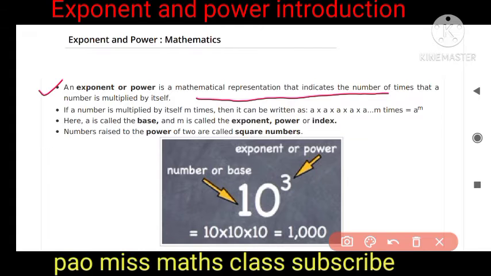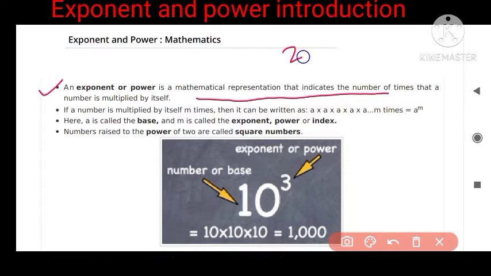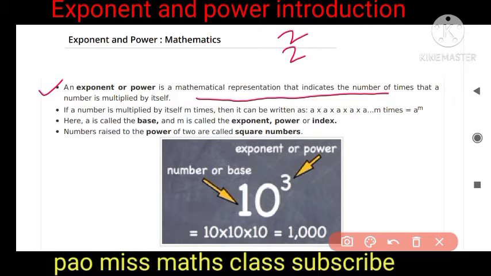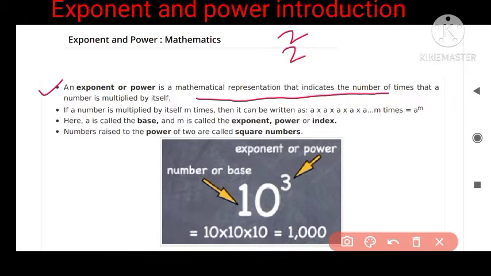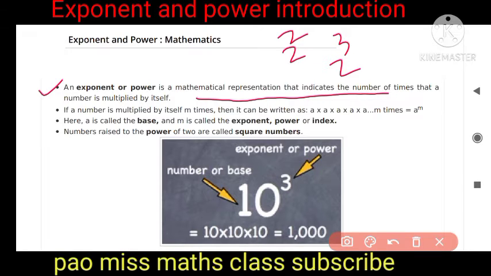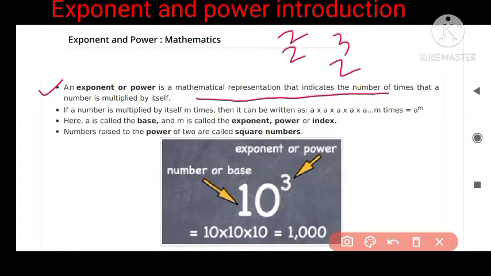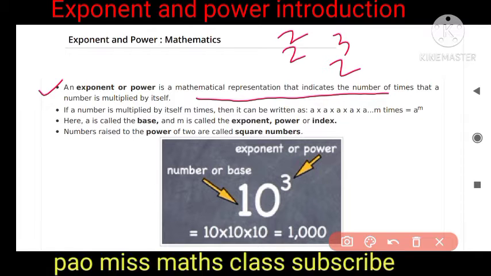Suppose I write 2 and the exponent is 2. That means 2 is multiplying by 2, how many times? 2 times. If the power is 3, then 2 is multiplying 3 times with itself, 2 into 2 into 2, with the same base number.